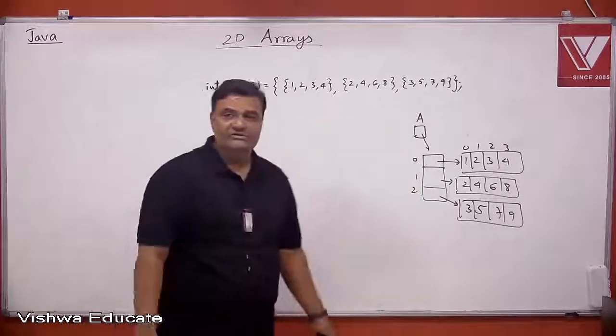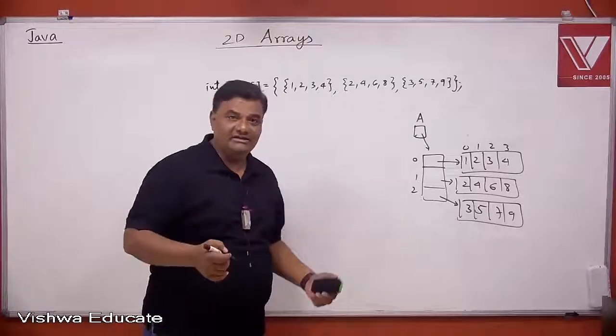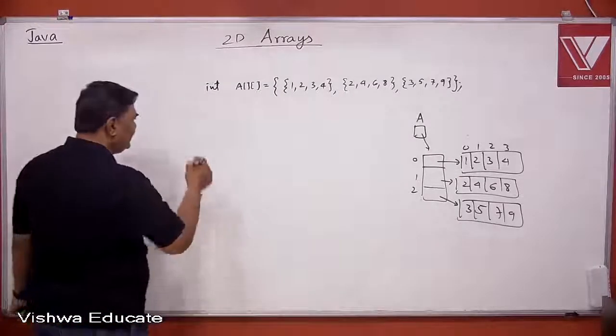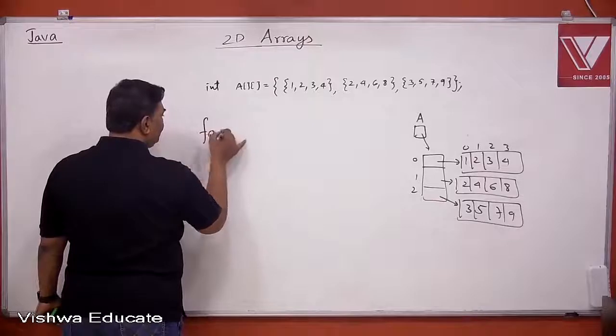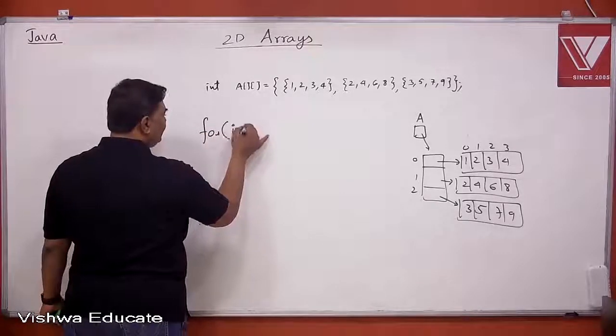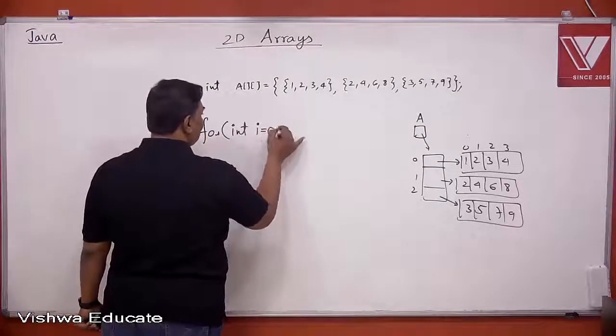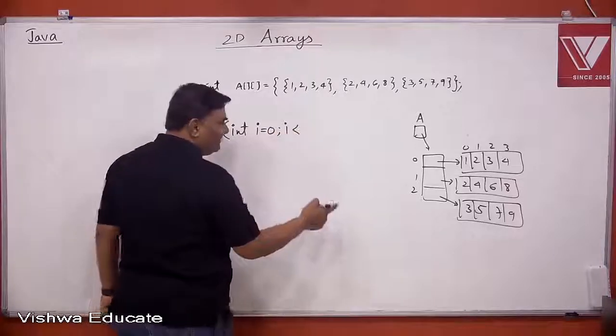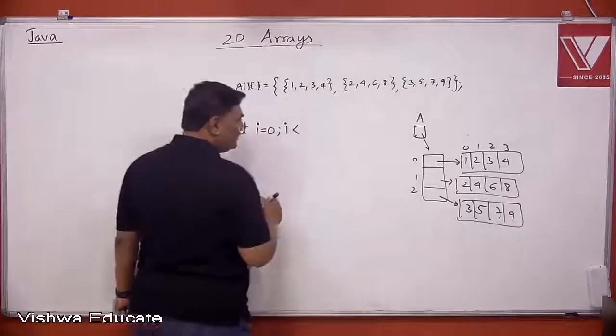So what I want to do is display all the elements. Let us see how I can display them. I will show you using a for loop. for (int i = 0; i < rows; i++). The first for loop is for rows.